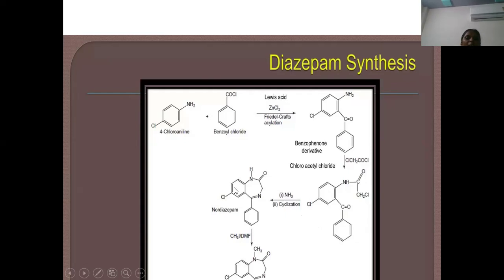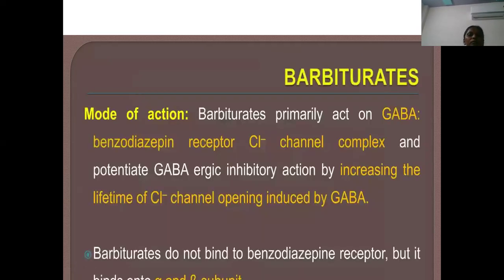So it gives a benzodiazepine skeleton. So this is the structure of nordiazepam. Again, this one is treated with methyl iodide in the presence of DMF. DMF means dimethylformamide. So finally it gives diazepam. So this is about the synthesis of diazepam.